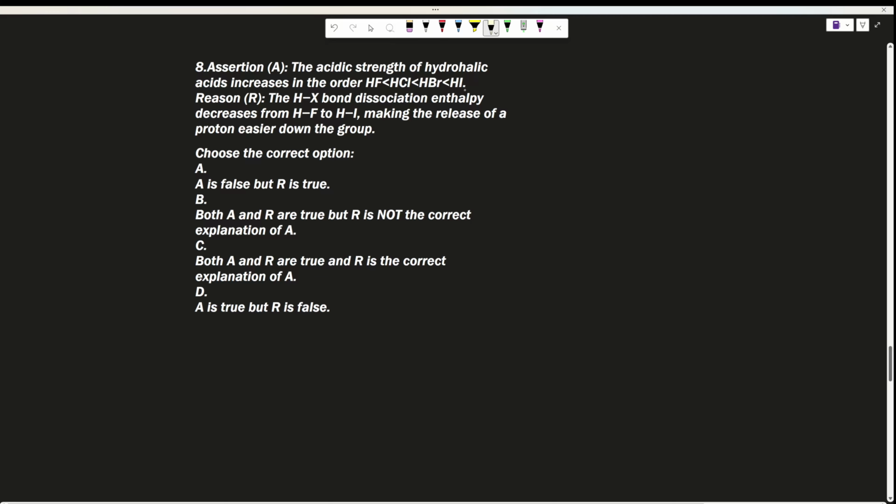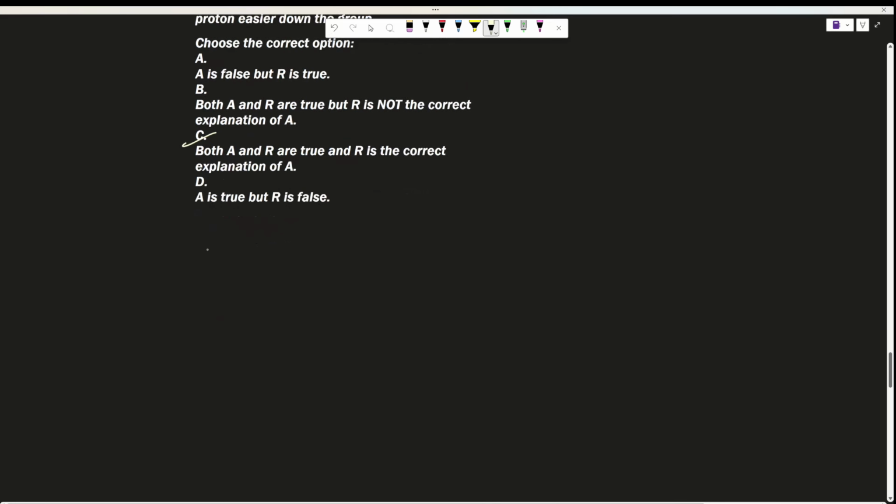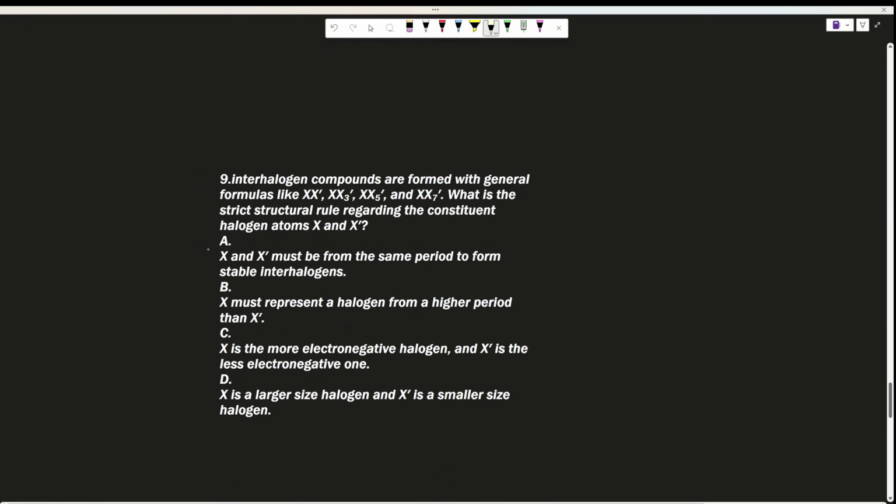Next. The acidic strength of hydrohalic acids increases in the order HF, HCl, HBr, and HI. So, acidic strength of hydrides, just like in other groups, as you move down the group, the bond strength will decrease, right? So it is easy to give H plus. So acidic strength will increase. That is correct. Reason: HX bond dissociation enthalpy decreases. Same thing as I said. So both assertion and reason are true, and it is the correct explanation.